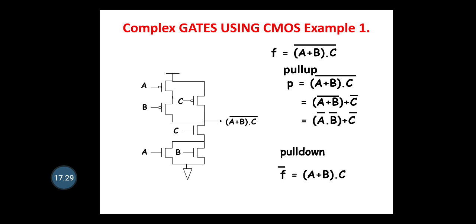So some complex gate using CMOS examples are shown here. This function is A or B dot C the whole bar. So the logic diagram of A or B dot C the whole bar is shown here. So this is A or B, so NMOS will be connected in parallel, and then it is AND C, so that C will be connected in series, and exactly the opposite will be connected with the PMOS. Since A or B was connected in parallel, now in PMOS they will be connected in series, A and B, and C will be connected in parallel.